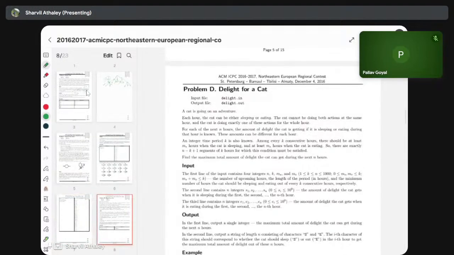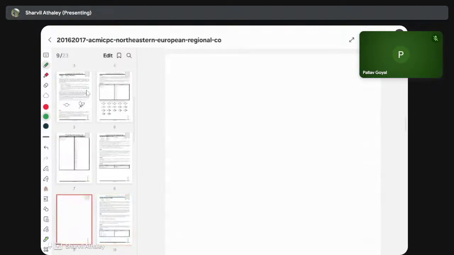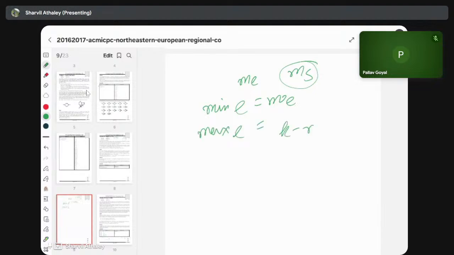Question D says that every cat must be sleeping or eating in an hour, and between every k hours there must be at least ms timestamps at which the cat must sleep and at least me at which the cat must eat. So the min of e we get is equal to me, and the max of e is equal to k minus me.